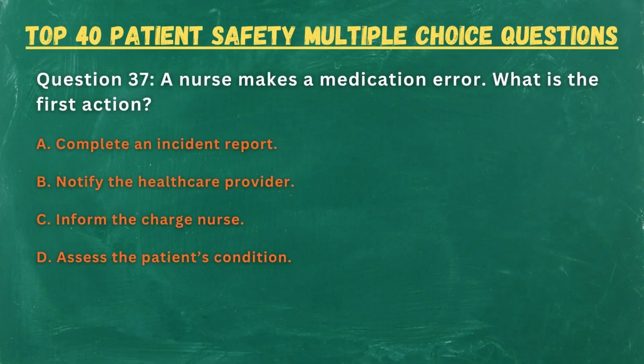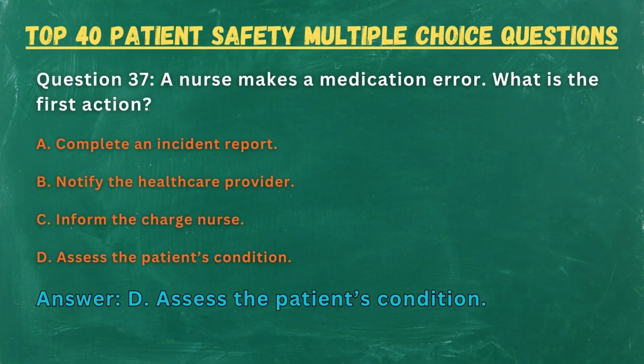Question 37. A nurse makes a medication error. What is the first action? A. Complete an incident report. B. Notify the healthcare provider. C. Inform the charge nurse. D. Assess the patient's condition. Answer: D. Assess the patient's condition.